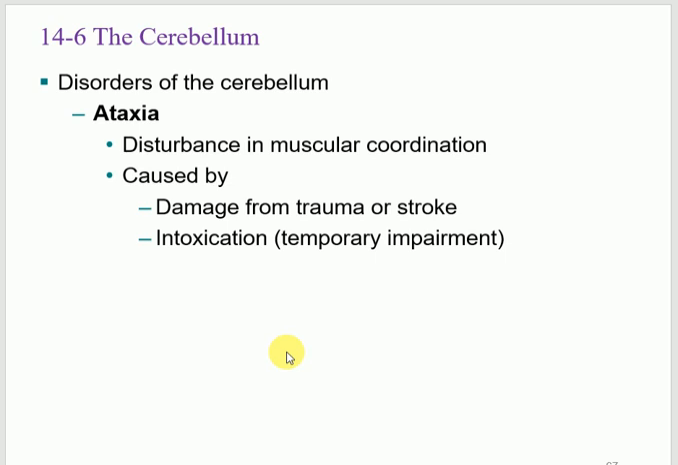A means no. Taxia means like balance. Ataxia, no balance and no muscle coordination. Why or details? No, that's good enough. You're responsible for balance and muscle coordination. You have an issue, you lose those two. That's it. We call it ataxia.